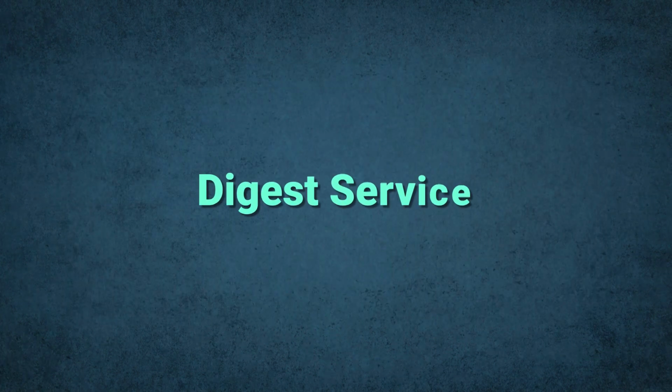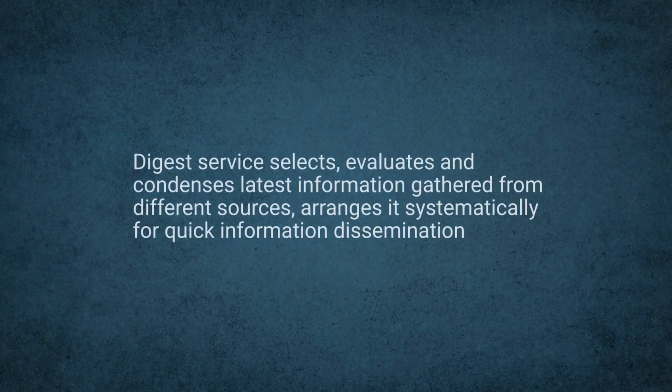Next is your digest kind of service. A digest service selects, evaluates and condenses, means summarizes, the latest information gathered from different sources. In an abstract, we were abstracting a single document. Here, from different sources you are gathering information, evaluating, selecting and arranging it systematically for quick information dissemination.